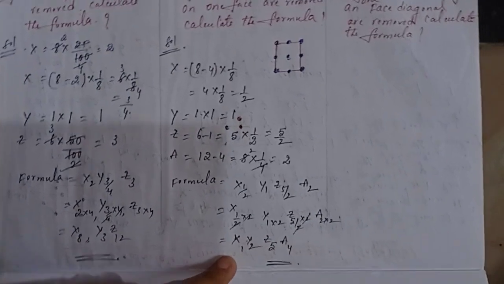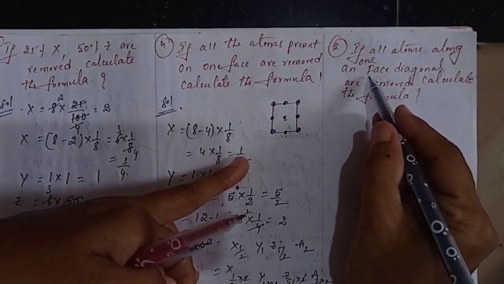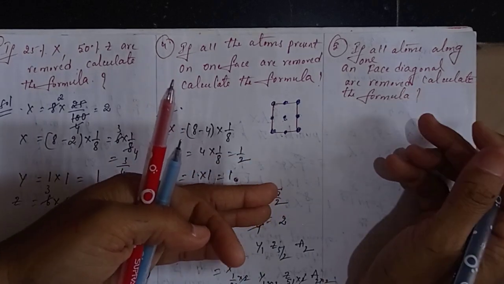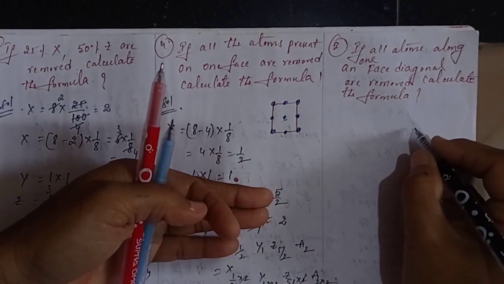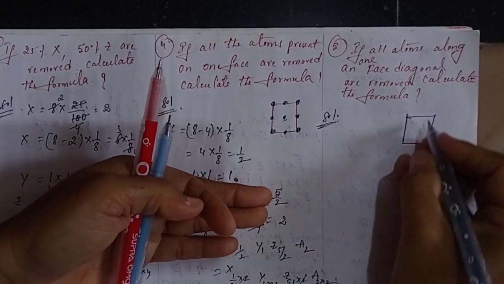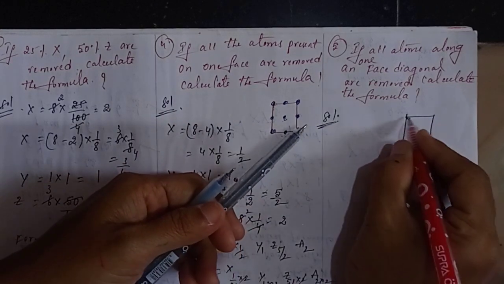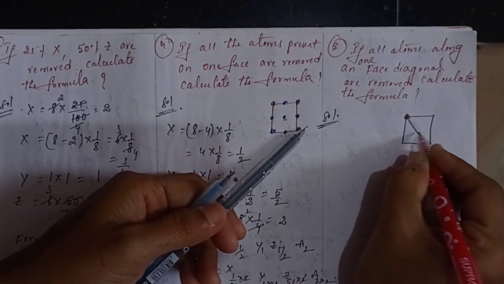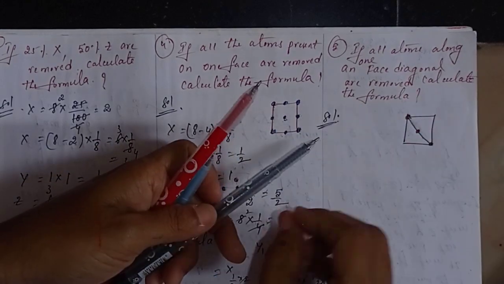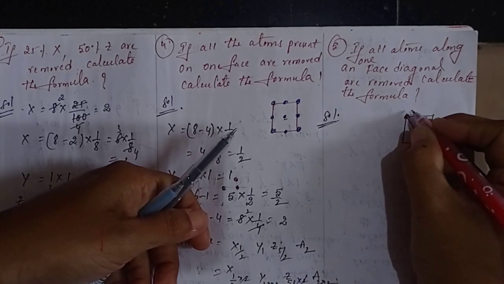Understanding? So next question is, students, if all the atoms along one face diagonal are removed, calculate the formula. Face diagonal. So suppose I am taking here, see students, solution. This is one face. This is the face diagonal. Here on the face diagonal, which particles are there, students? 2 corners are there and one face center particle is there, correct? So what are the particles, students? Here these 2 are corners, correct?